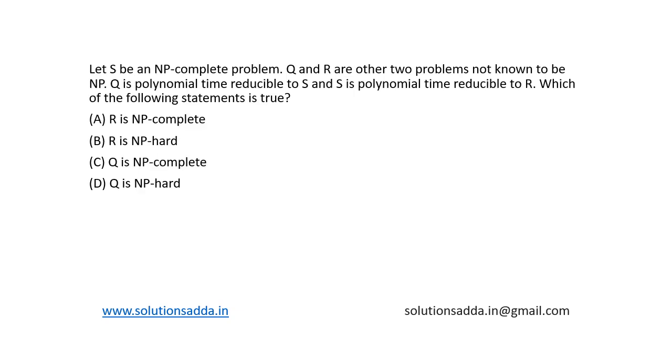This is a question from theory of computation. Let S be an NP complete problem and Q and R be other two problems not known to be in NP. Q is polynomial time reducible to S and S is polynomial time reducible to R. Which of the following statements is true? It's given that S is NP complete. That is NP and NP hard.